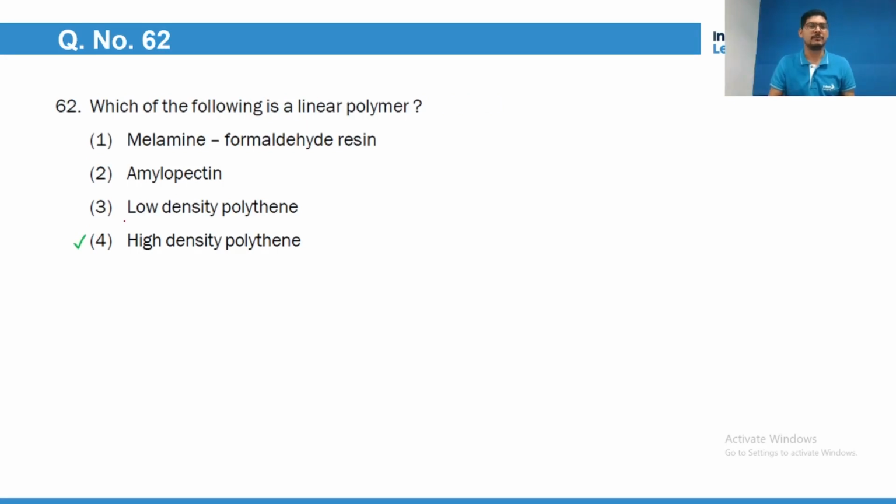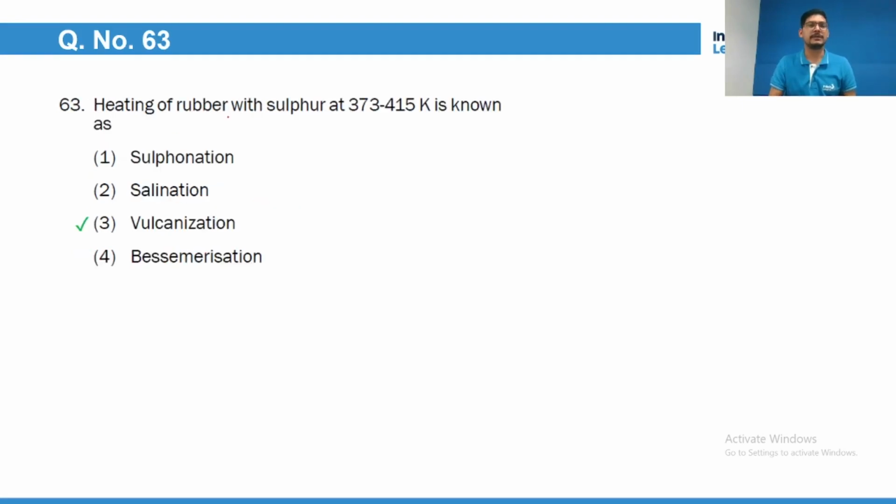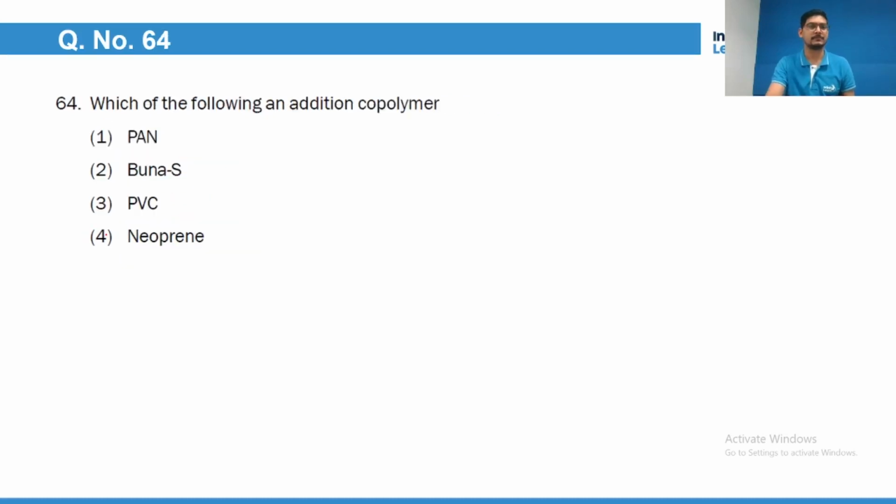Which of the following is a linear polymer? High density polythene. That is why, because of the linear structure, it has close packing, and that is why it is high density. Heating of rubber with sulfur is known as vulcanization. Of course, this results in the stiffening of rubber and enhancement in its properties.